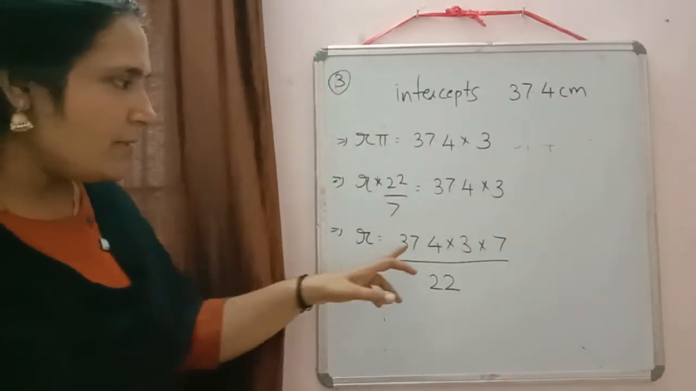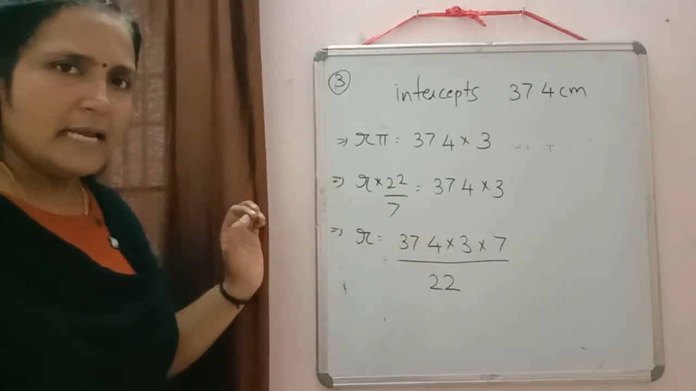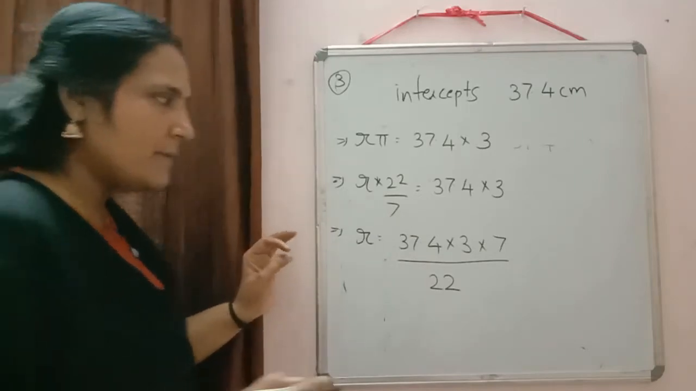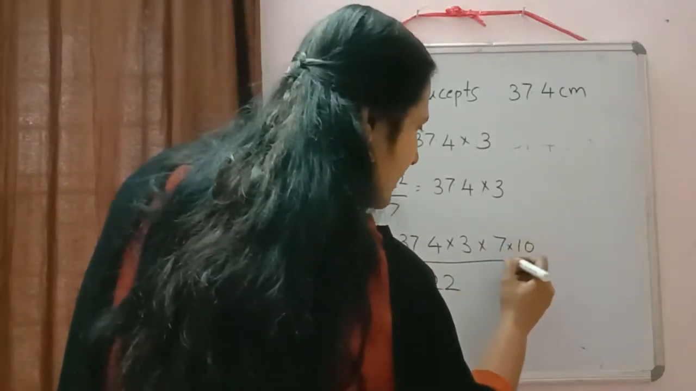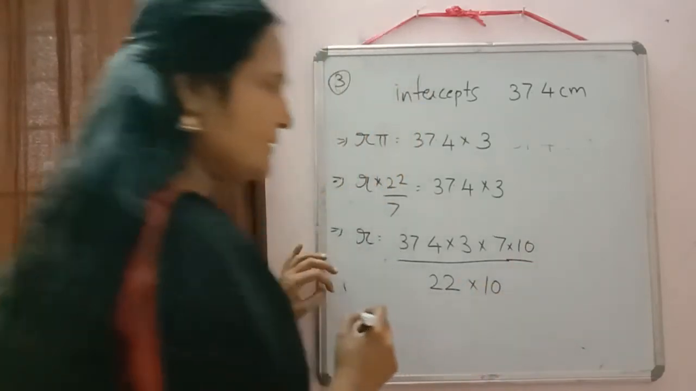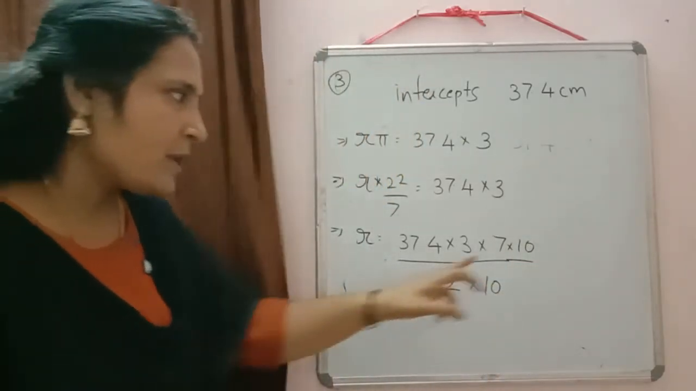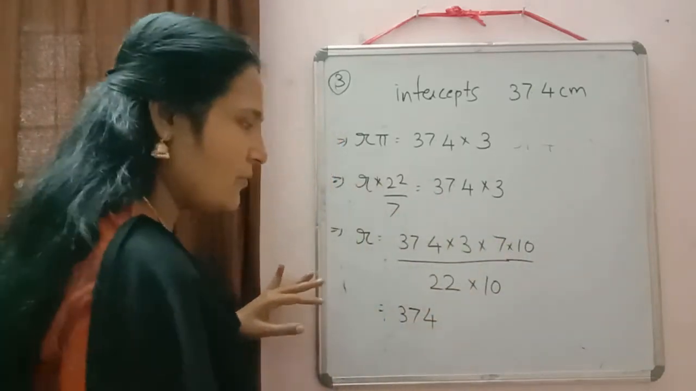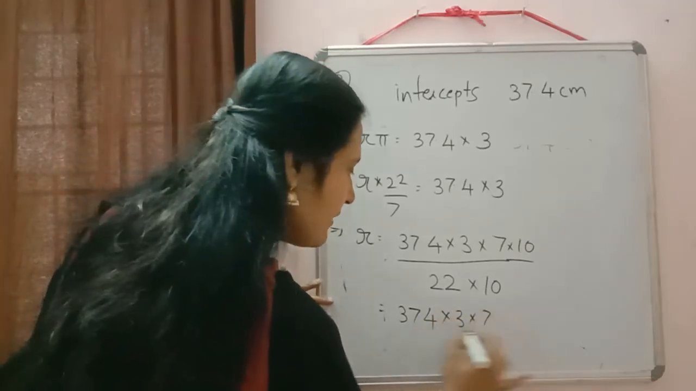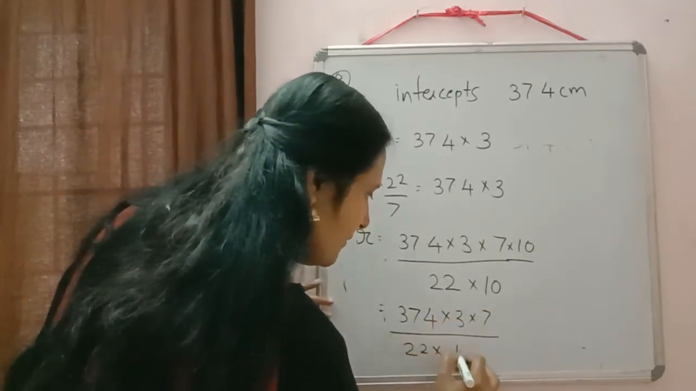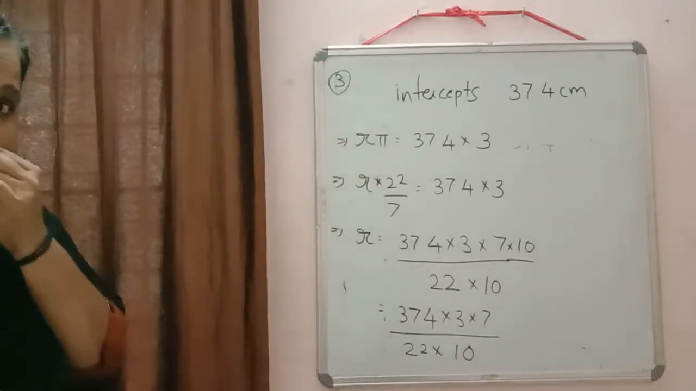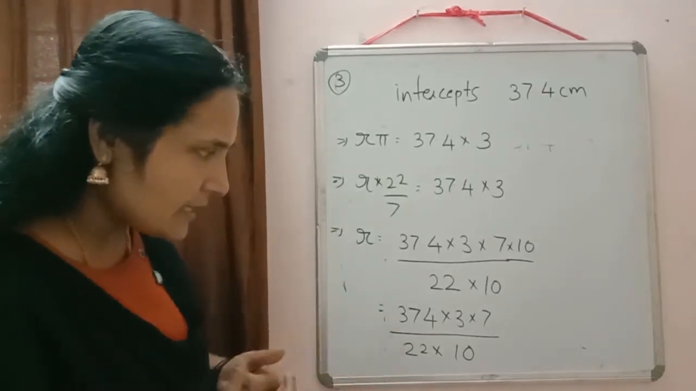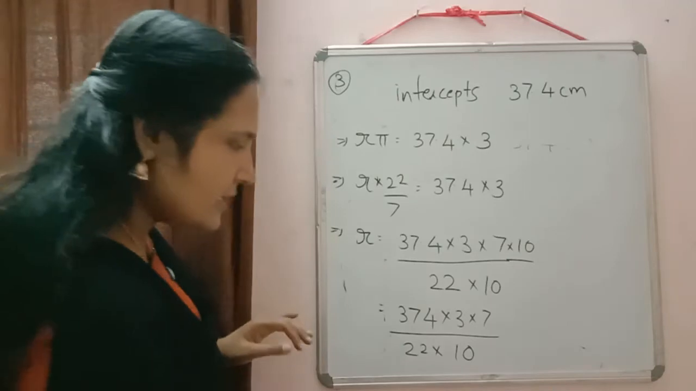Now if you have any problem doing it in decimals, we can remove the decimal. To remove the decimal, by which number should we multiply? After the decimal we have only one digit, so it should be multiplied by 10. So 37.4 into 10 will be 374, into 3 into 7 by 22 into 10. Now we can check whether we can cancel anything. 22 is divisible by 11, and 374 I think is also divisible by 11.